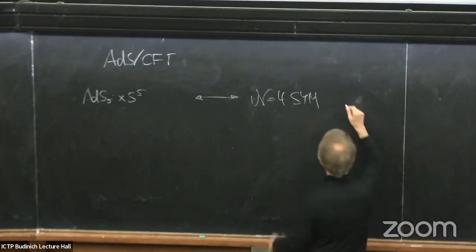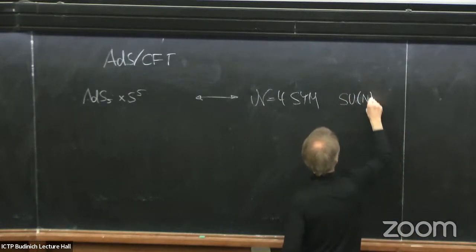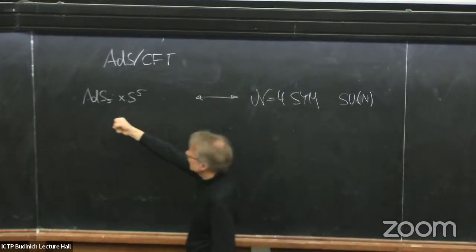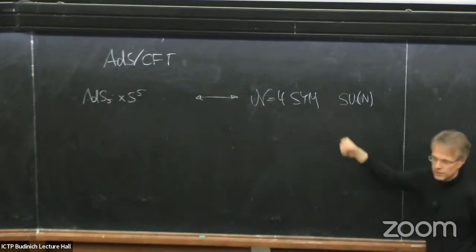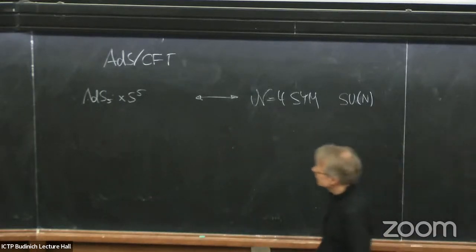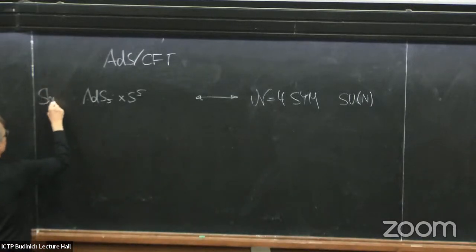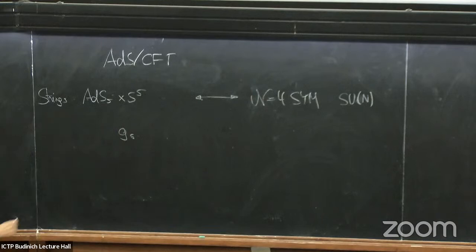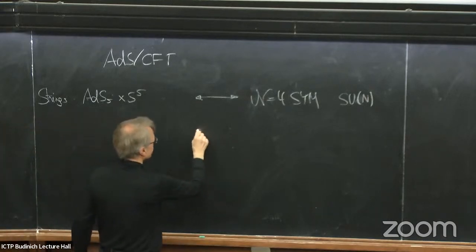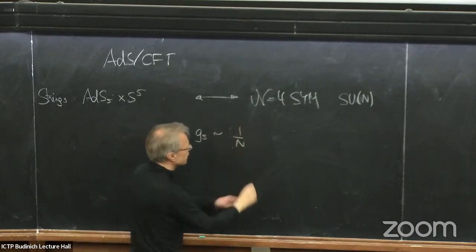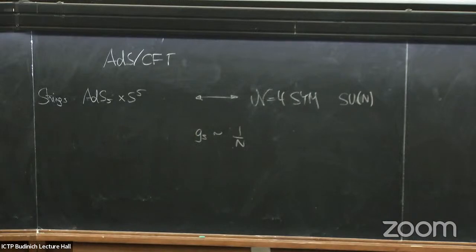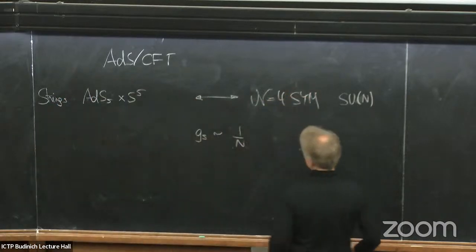So for N=4 super Yang-Mills, what you have in mind is that you take the SU(N) gauge group, and then you have to understand the relation between the parameters that characterize string theory on this background and the parameters that appear on the Yang-Mills side. The basic idea is that you have a string coupling constant, which is identified with 1 over N under this dictionary, where N is the rank of the SU(N) gauge group that appears in the gauge theory.